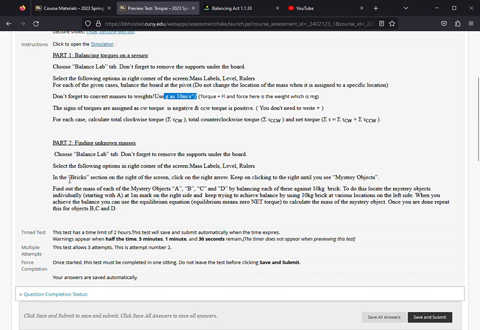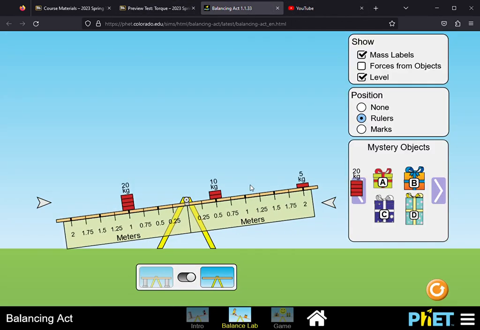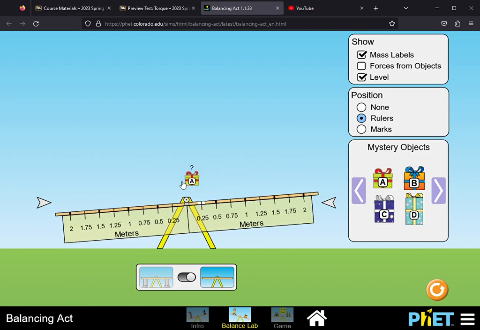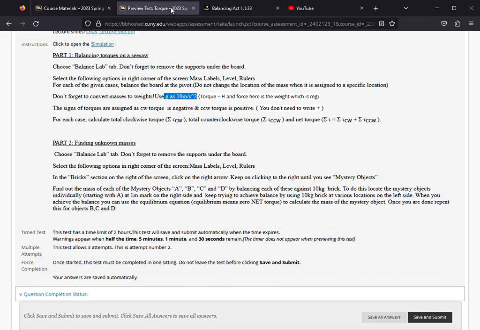Finding unknown masses instructions are over here as part 2. So in the balance lab still, you have the same setting. You find the mystery objects, which I showed you how to find them, A, B, C, D, balancing each of these against 10 kilogram brick. And to do this, locate the mysterious object individually starting with A at 1 mark on the right side. So what you're supposed to do is just get rid of all of that and put A on 1 mark.